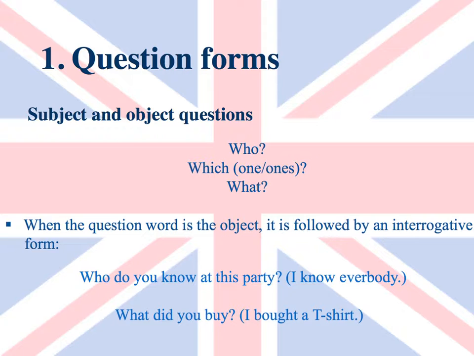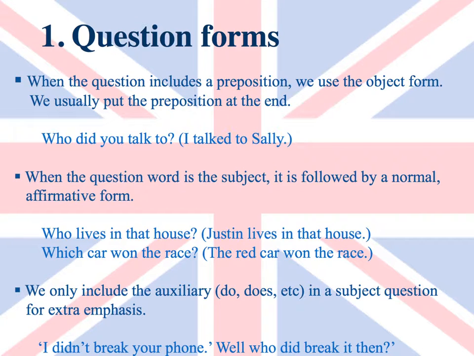Who, which, and what. When the question word is the object, it is followed by an interrogative verb form. Who do you know at this party? I know everybody. What did you buy? I bought a t-shirt. And we have different forms. When the question includes a preposition, we use the object form. We usually put the preposition at the end. Who did you talk to? I talked to Sally.